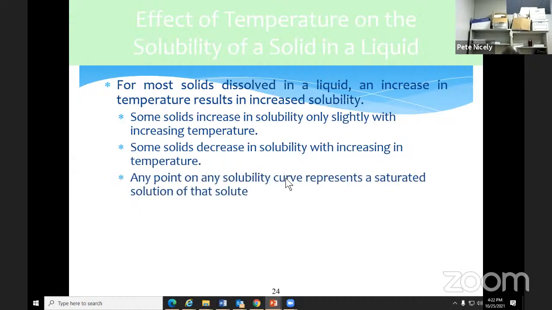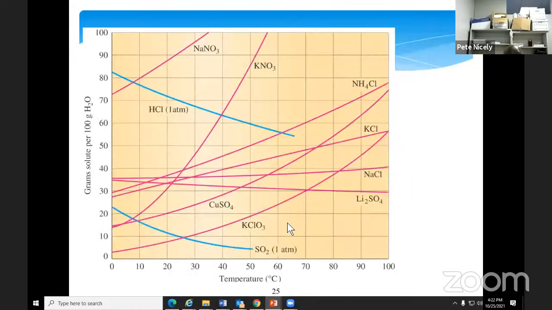Any point on the solubility curve represents what we call a saturated solution of that solid, all right? So this is basically a plot on the y-axis of the solubility versus the temperature on the x-axis, all right? So what you're seeing here is the plot for different substances. And as I mentioned before, what you'll find is that the solubility generally increases with temperature for most substances.